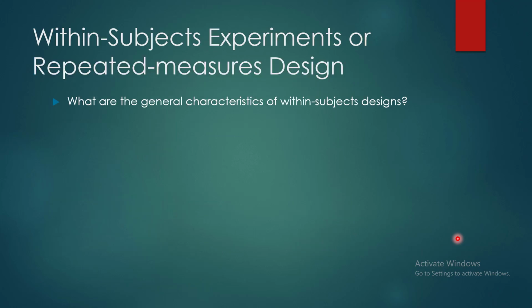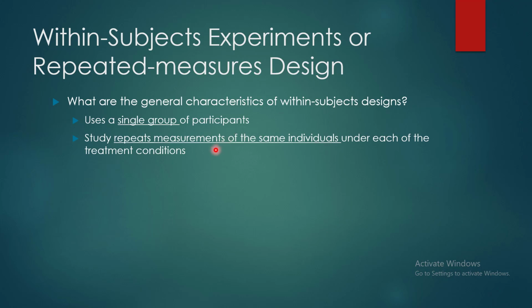So now we're just going to briefly talk about some general characteristics of our within subjects design. Again, the idea is that we use a single group of participants. There's only one group that we're using. We're not splitting them into different conditions or anything like that. This one group of participants is going to do every manipulation that we might have in this experiment. So the study repeats the measurements of the same individuals under each of the treatment conditions. So again, that's why it's called a repeated measures design, or I more often use that term within subjects.